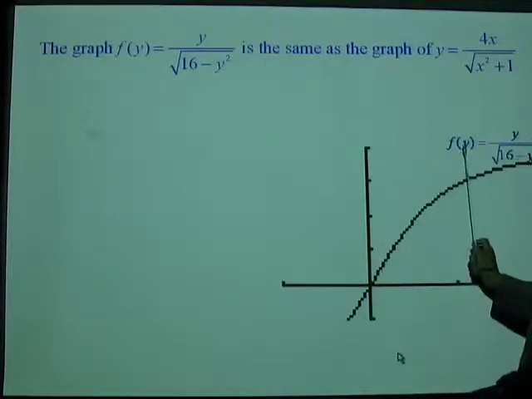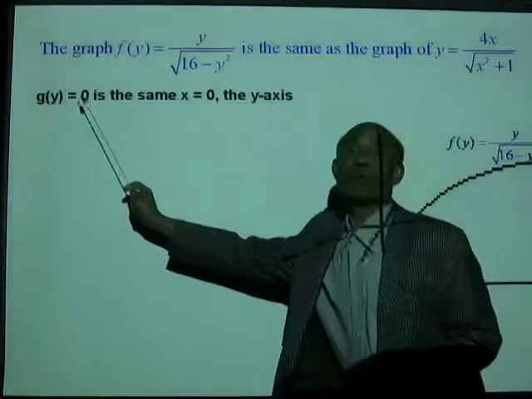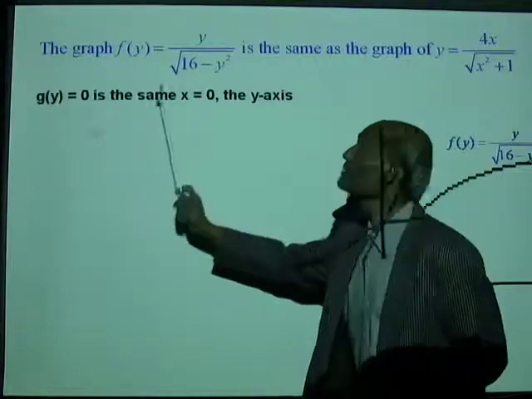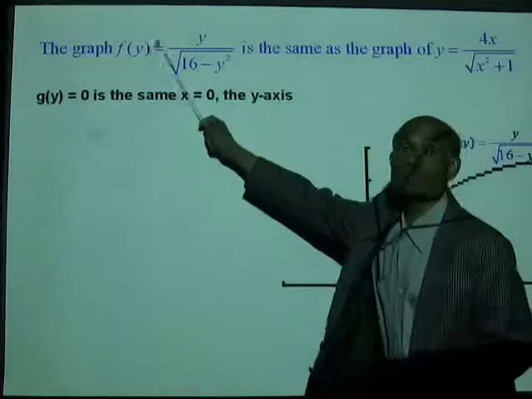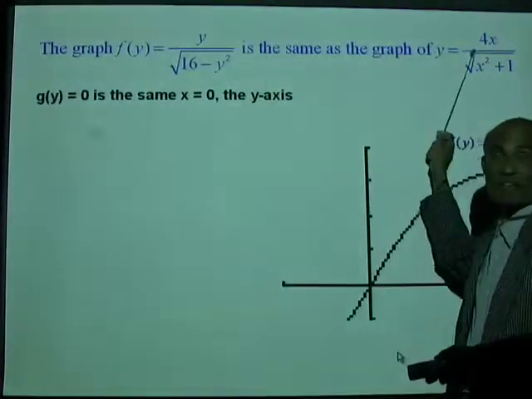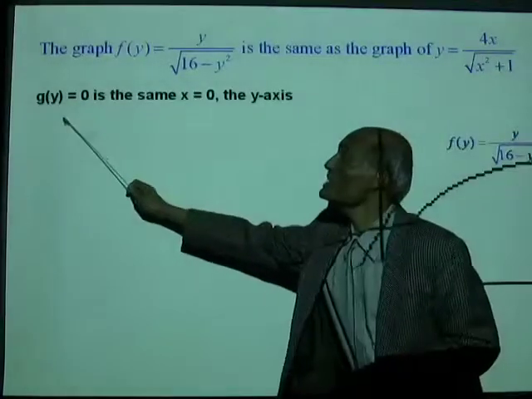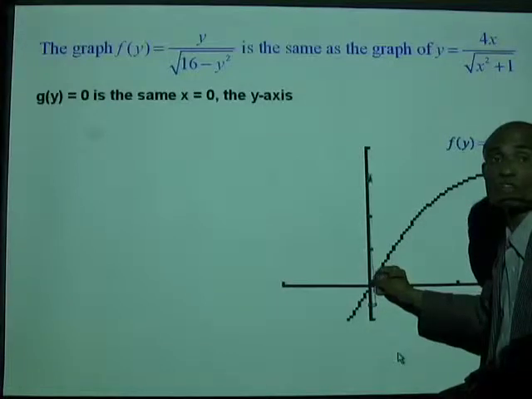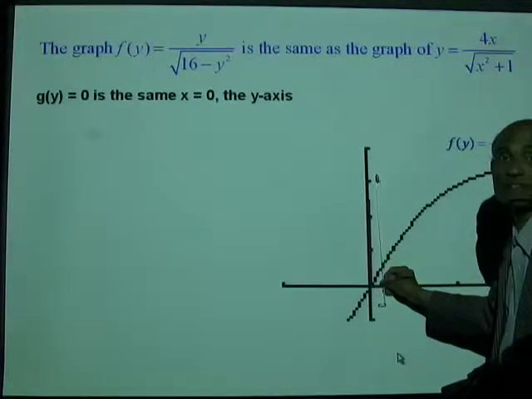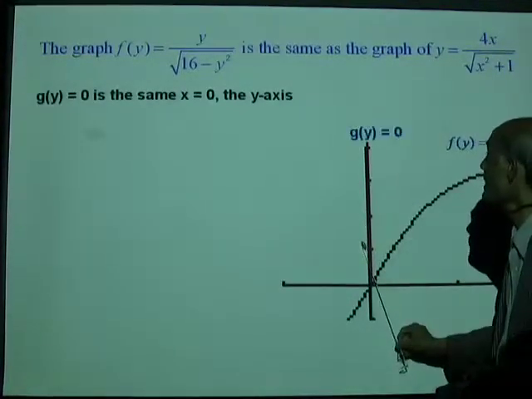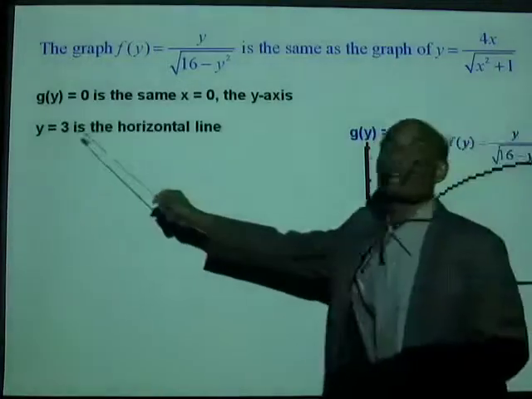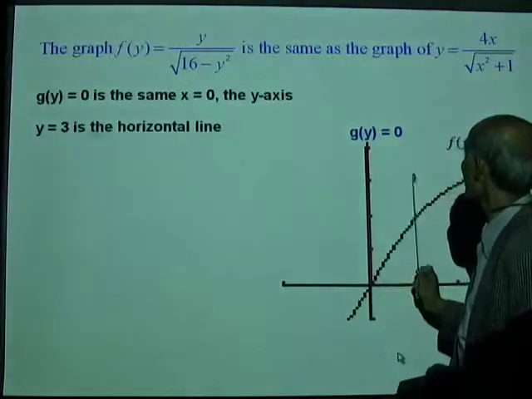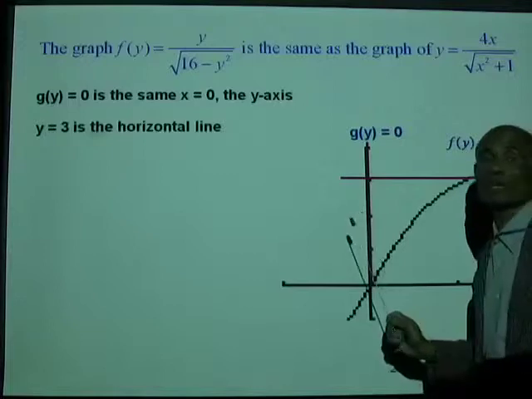Now, we need to find the area enclosed by the graph of this function, which is the same as this function, and then g of y equal to 0. g of y equal to 0 is the y-axis. Is that right? There you got it. This is g of y equal to 0. And the line y equal to 3. This is the line y equal to 3.